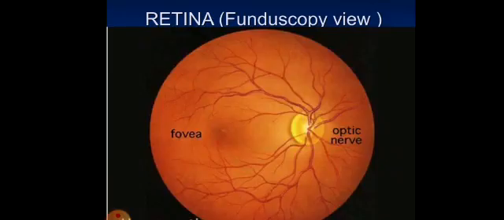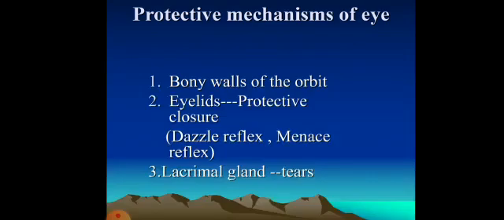When you look at this picture, it is a fundoscopic view of the retina. You can see the optic nerve and the fovea in the picture very clearly here.